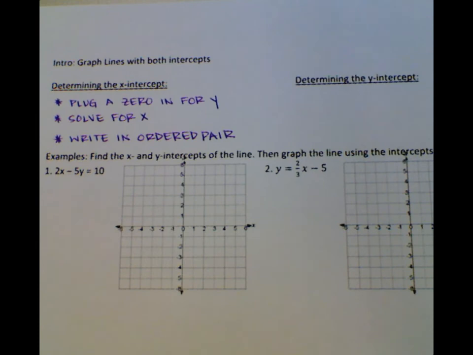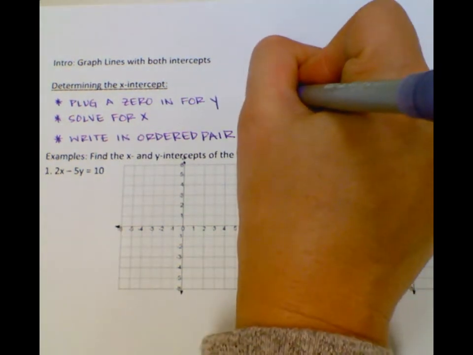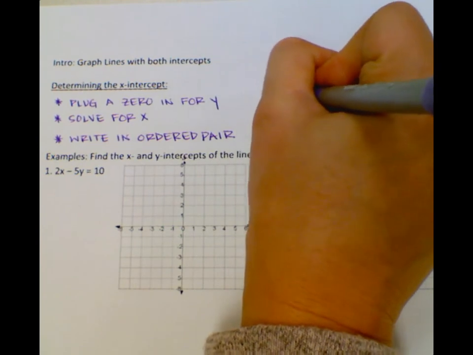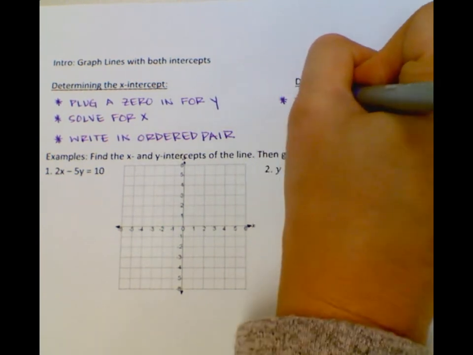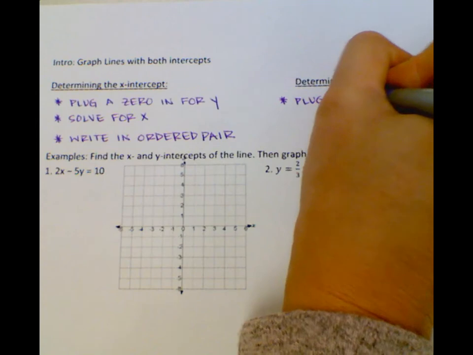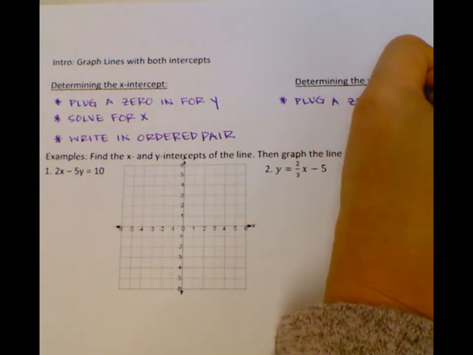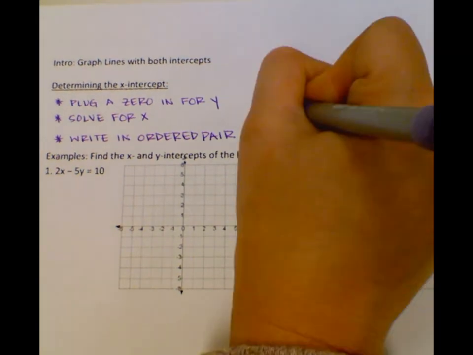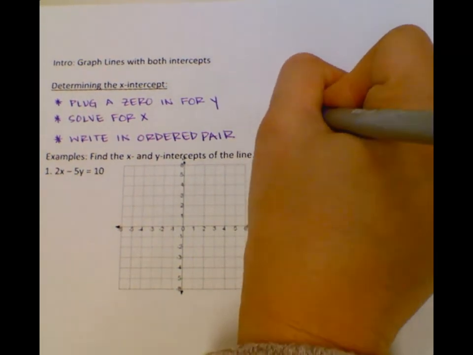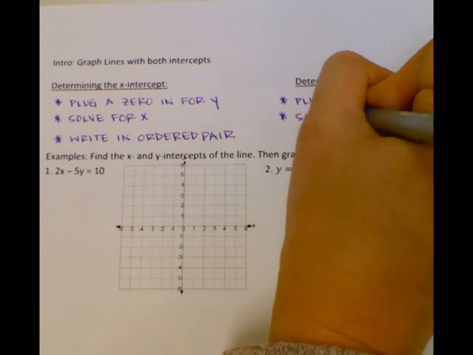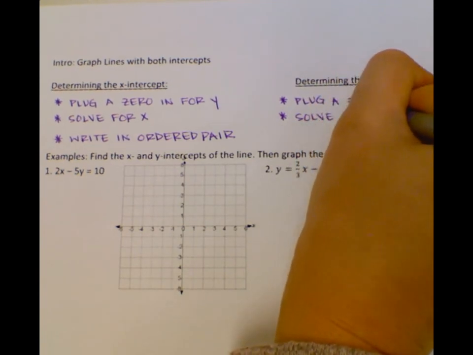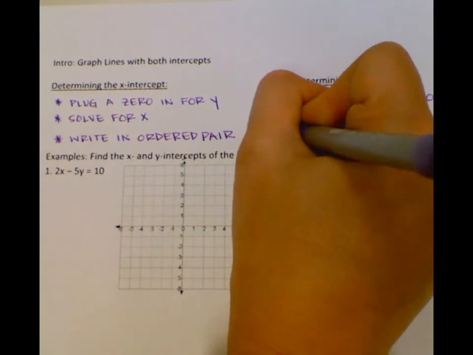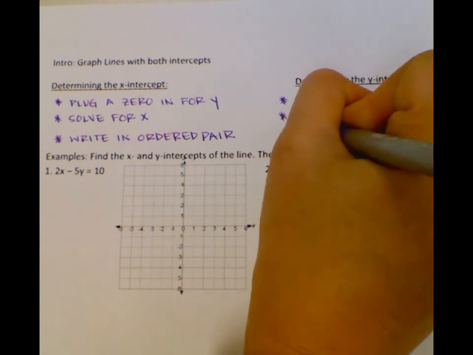ordered pair. The same thing happens for that y-intercept, but who do you think you're going to plug a 0 in for this time? X, right. Plug a 0 in for x. And then this time we're going to solve for y. It's kind of the opposite. That's all it is. And then remember, we're going to write it in an ordered pair.